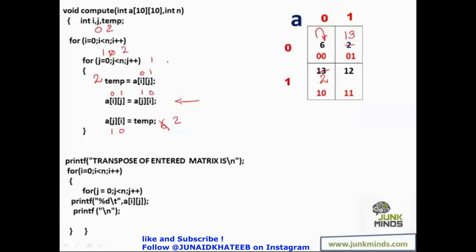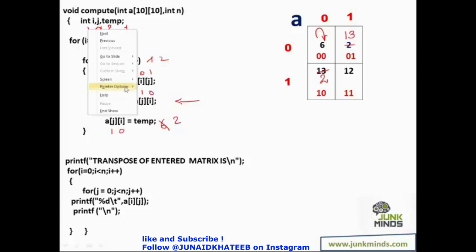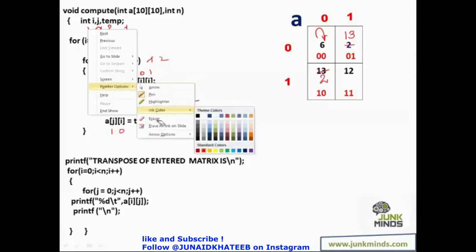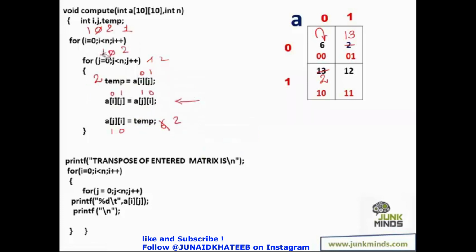Now when I go back, j++ will become 2, right? 2 less than 2 is false. Condition fails. You go back. i++ is now 1. 1 less than 2 is true. And now the loop starts again. Now observe what happens here. So this loop will restart now with the new value of i. So I'll just erase this out quickly.